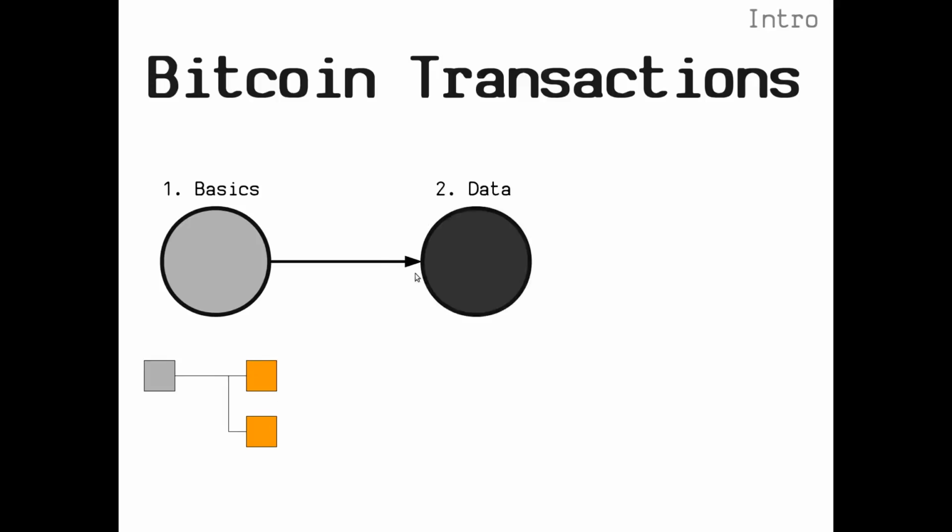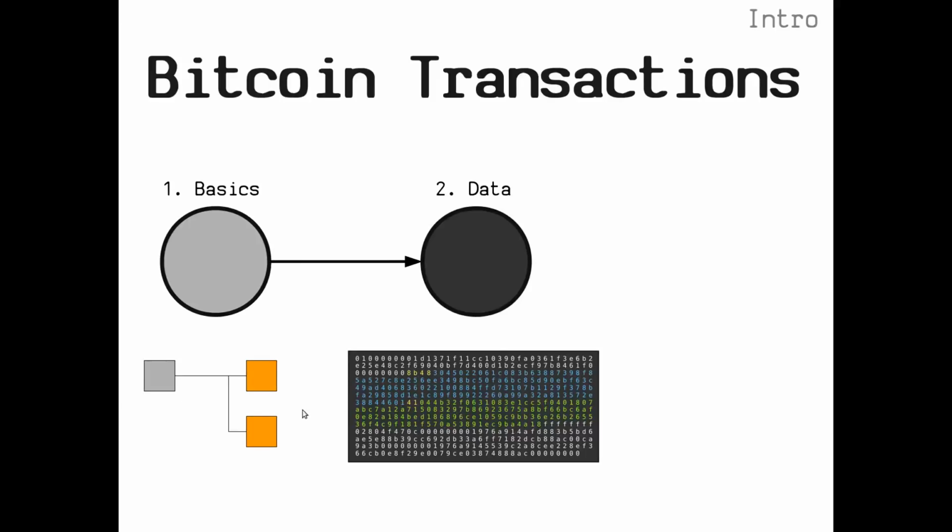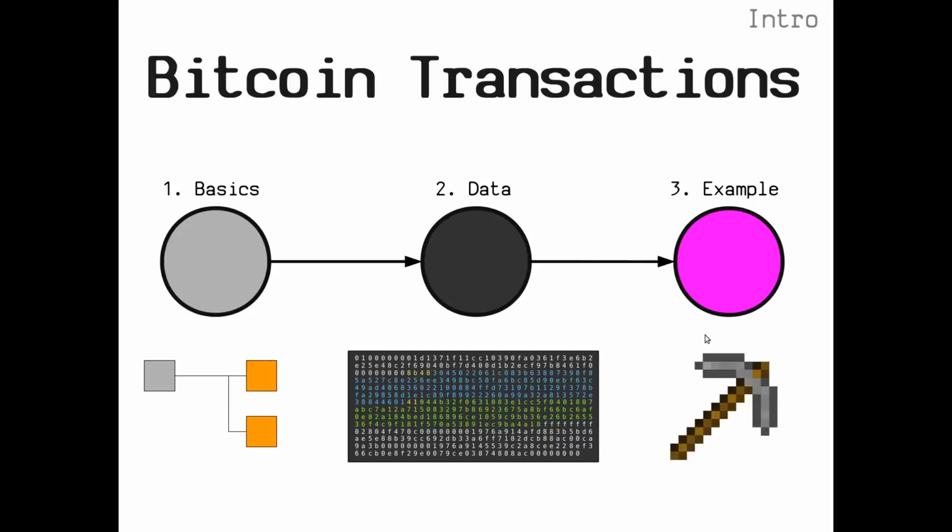After that, I'll move on to the data. Instead of just giving you a visual representation of what the transactions are actually doing, I'll show you what the data looks like. If you were to look inside an actual transaction, I'll show you how the data describes that and how it works. And after I've covered how they work and what the data looks like, I'll start doing some examples. I'll construct a transaction from scratch just to show you how you can create your own Bitcoin transactions.